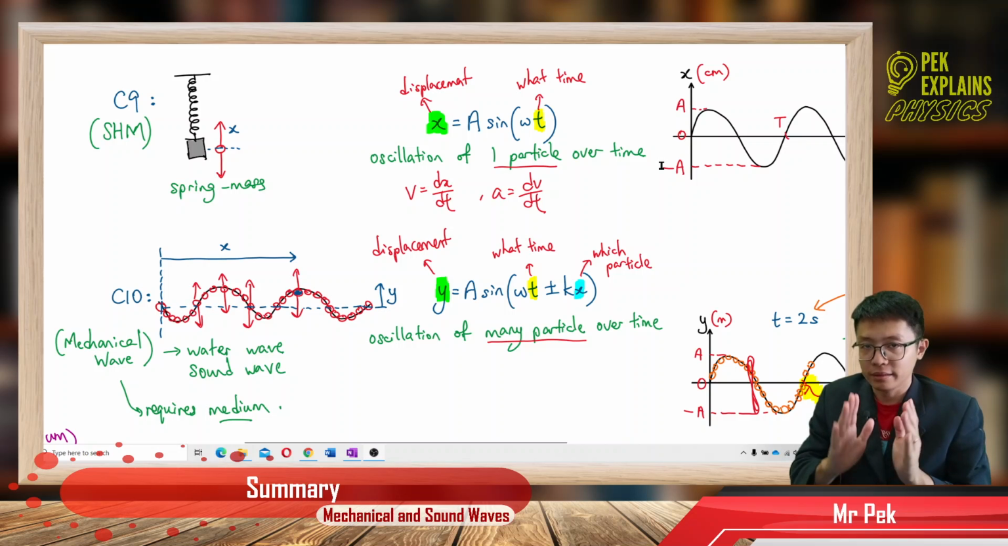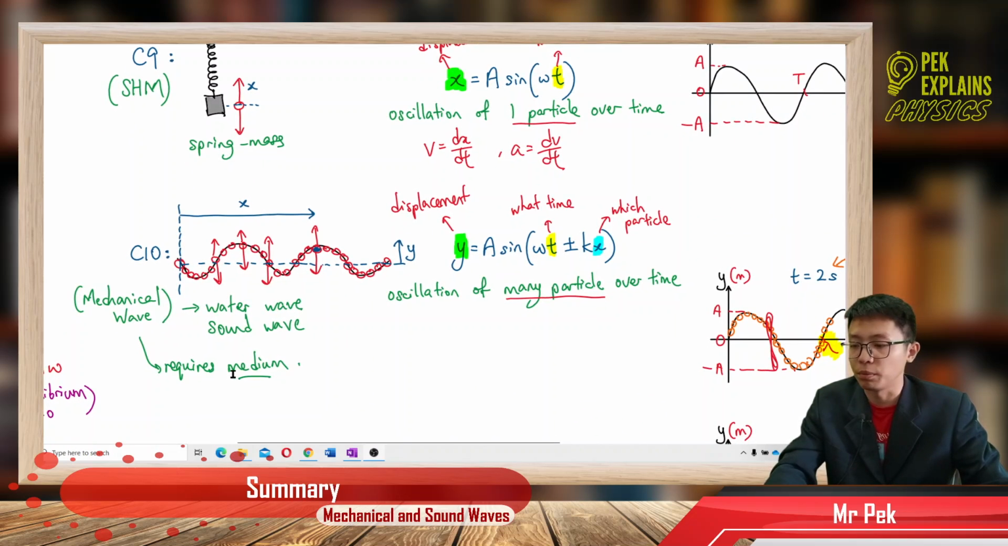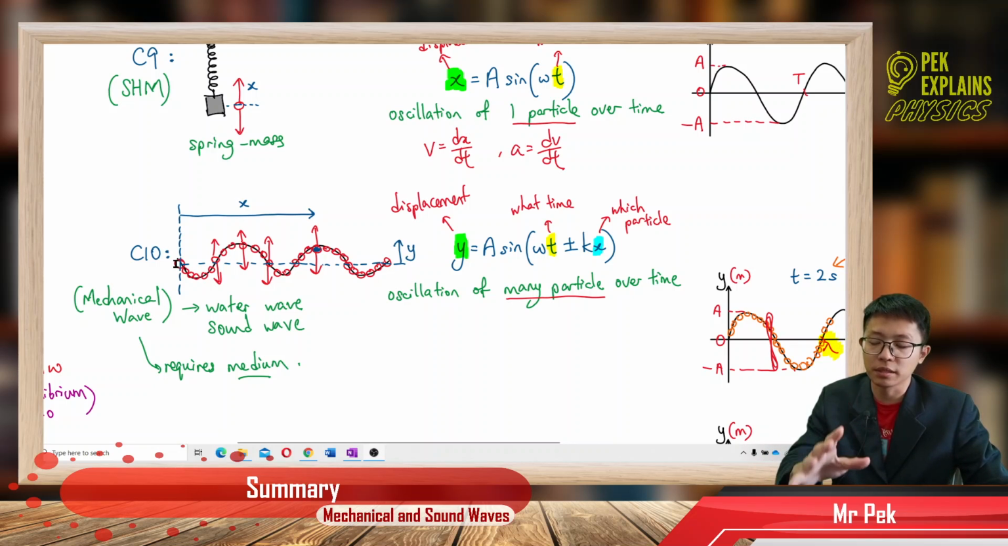So in chapter 10, our chapter now, we are going to learn about mechanical waves. For example, we have water waves and sound waves. All these are mechanical waves. They are called mechanical waves because they require a medium to propagate their energy. Water waves require a water medium. Sound waves require an air particle medium to propagate their energy. So in chapter 10, we are talking about the oscillation of many particles in the medium in order to transfer the energy, to transfer the wave.